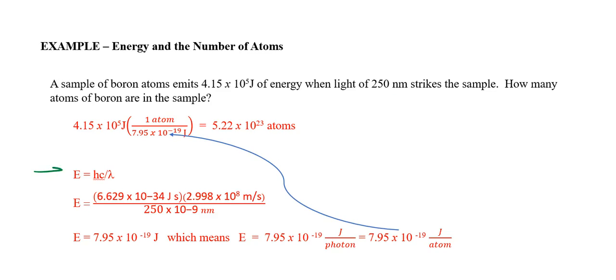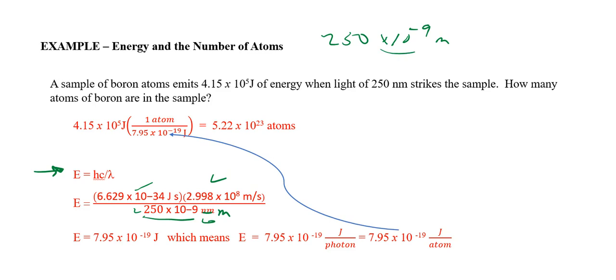So we do E equals hc over lambda, plug in your h, plug in your c, plug in your wavelength in nanometers. If you notice, my scientific notation isn't great there. That's not nanometers, that's meters. Sorry about that. Nano means times 10 to the negative ninth. So all you really want to do to convert it to meters is 250 times 10 to the negative ninth meters. It's not pretty scientific notation, but it works.